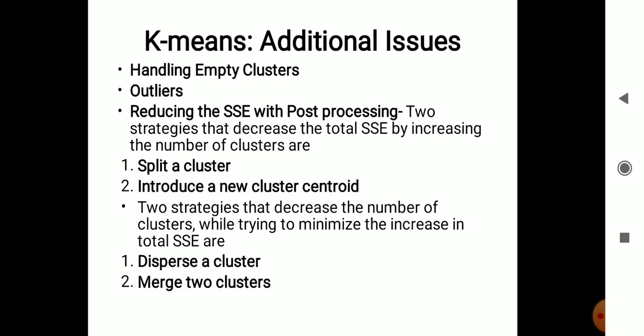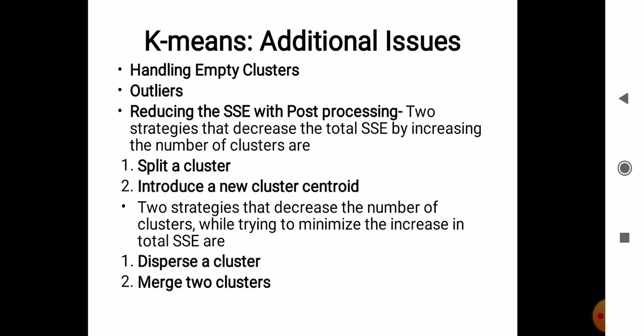Coming to dispersing a cluster, this can be accomplished by just removing the centroid corresponding to the cluster and reassigning the points to the other clusters. And the cluster that is dispersed should be the one that increases the total SSE the least.